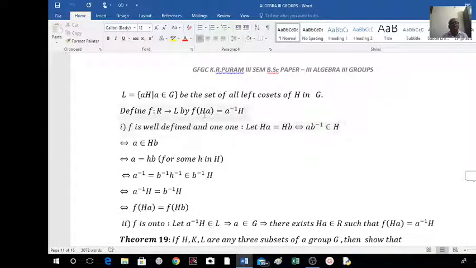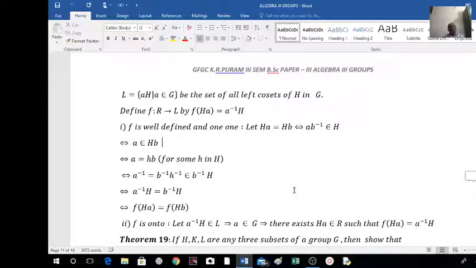We have taken this as say f of HB. So HA equal to HB implies that f of HA equal to f of HB. And conversely we can come like this, similarly: f of HA equal to f of HB implies that HA equal to HB. This shows that the function is one-one. So the function is well defined and the function is one-one.